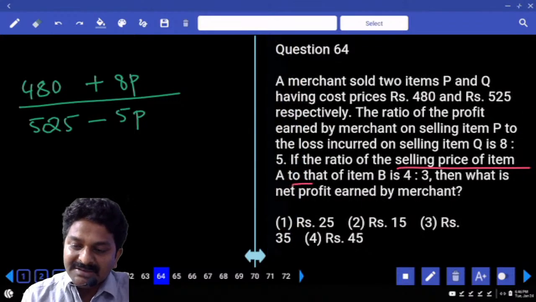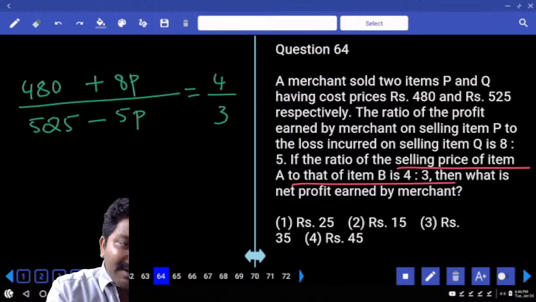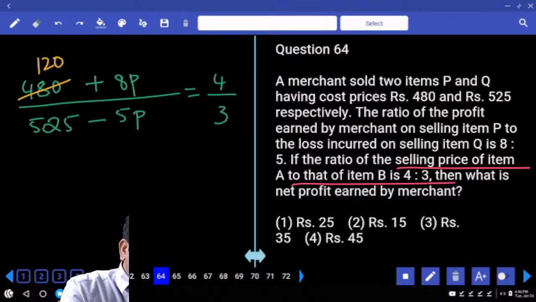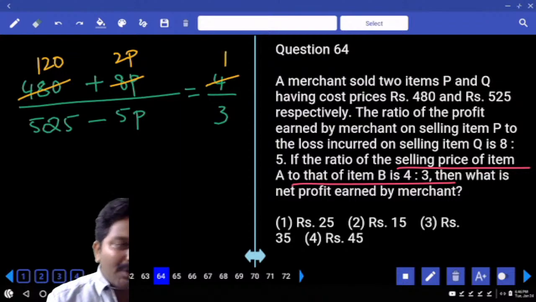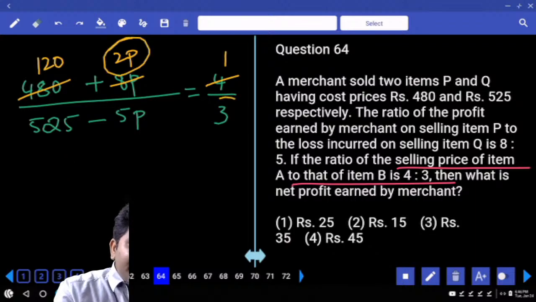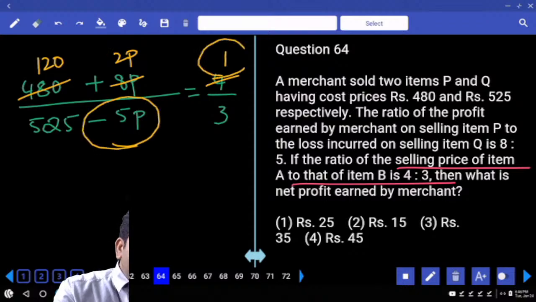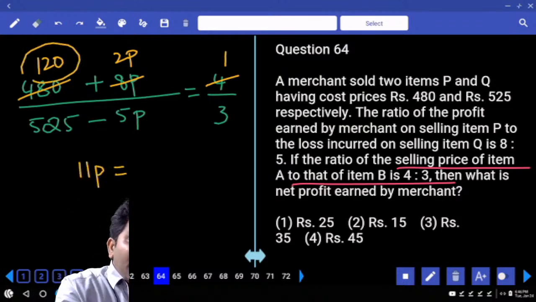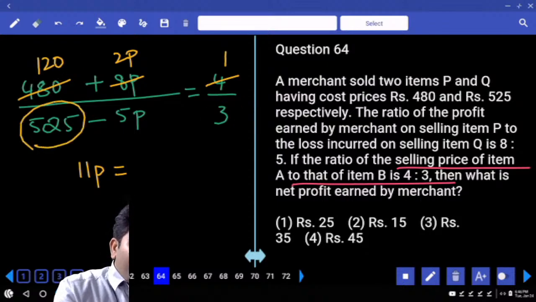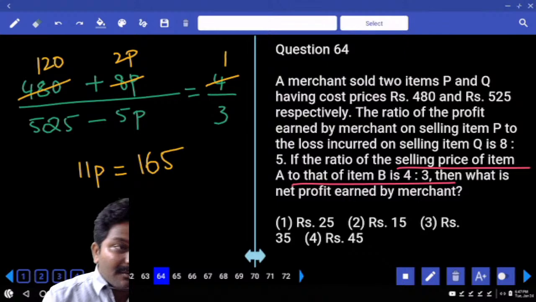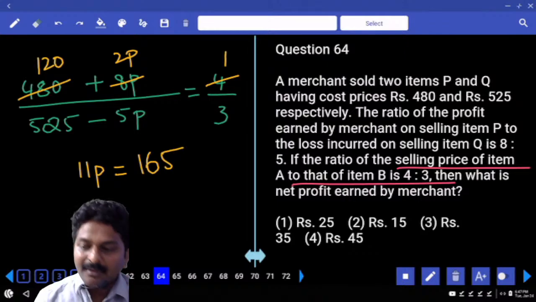The ratio of the selling prices is mentioned as 4:3, 4/3. Left hand side numerator, can you take 4 common? Right hand side numerator also we have 4, right? We can take 4 common: it becomes 120 and 2 parts, and right hand side it is only 1. We can directly do 360 plus 2 parts into 3 minus 5 parts into 1. Difference 11 parts, 123 times 360, 520 once 525. 525 and 360 difference 165. Okay?